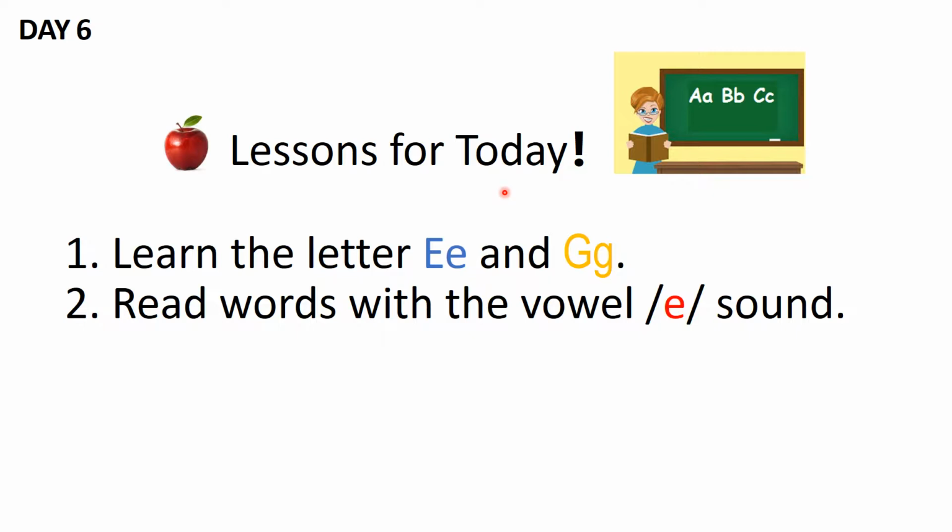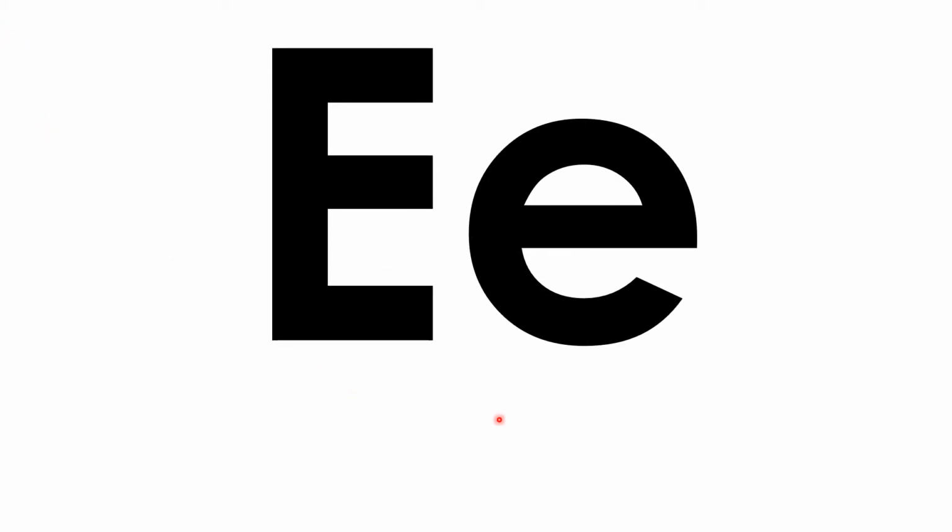Our lessons for today: learn the letters E and G, and read words with a vowel E sound. Are you ready, kids? Alright, so today our new letter is letter E. E, letter E, and the sound is eh.